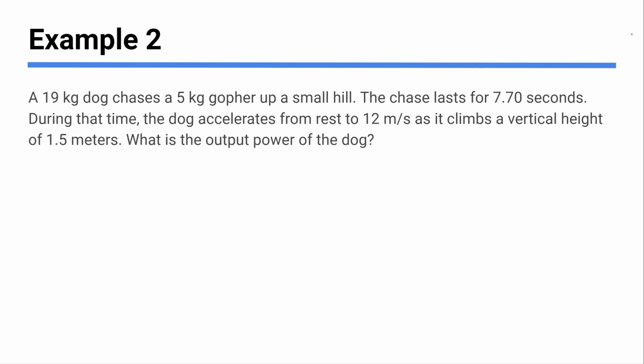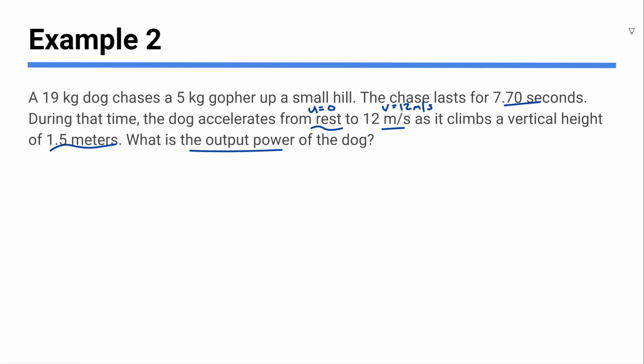Okay, so let's do one more practice problem to picture some of this power stuff. Okay, so what's the output power of the dog? I've got a dog chasing a gopher up a hill. The dramatic 7.7 second chase. The dog accelerates from rest. So I'm already picturing, oh, that means the initial velocity of the dog is zero. It hits some speed of 12 meters per second at the end of this 7.7 seconds, and it climbs a vertical height of 1.5 meters. So what is the output power of the dog? Okay, so the dog goes from rest and then is up at the top of a hill going fast.